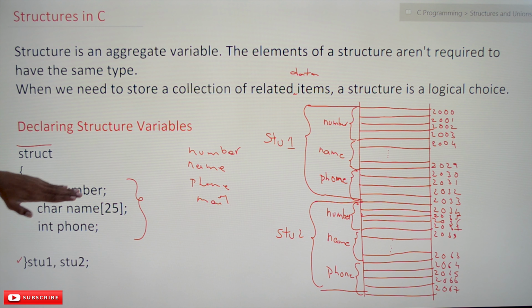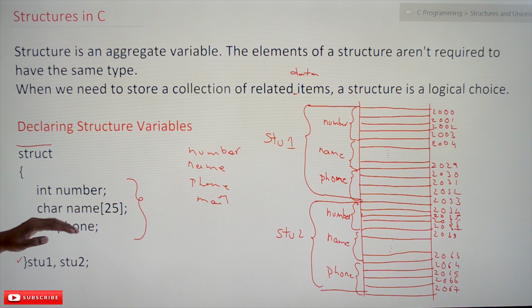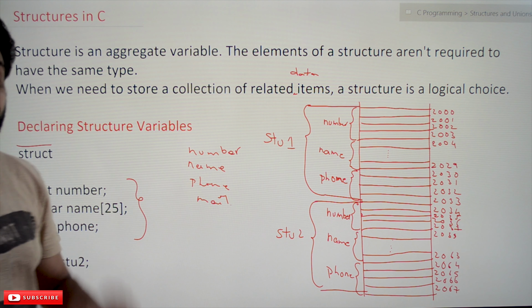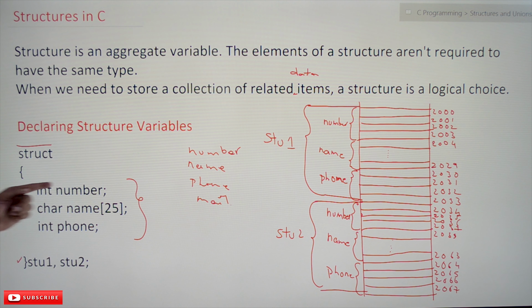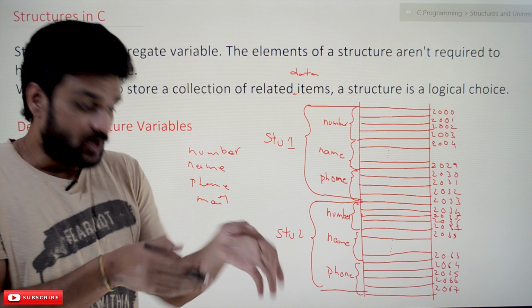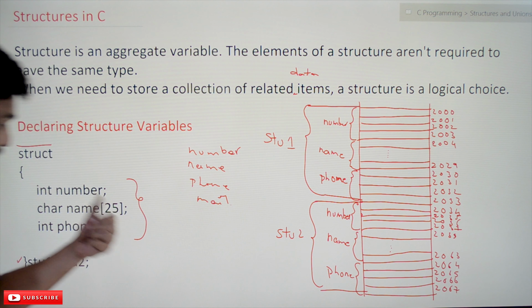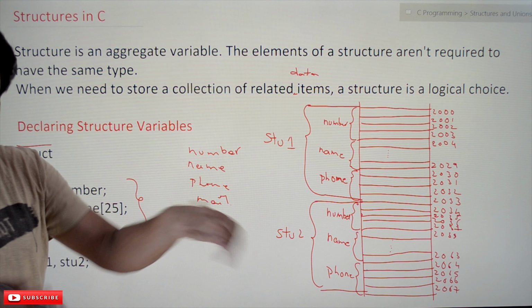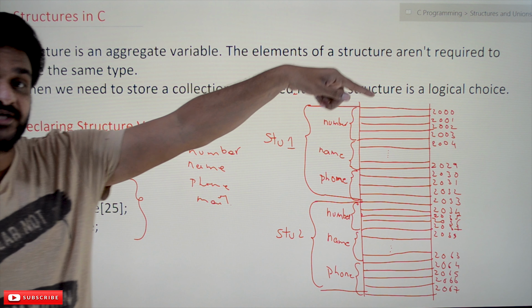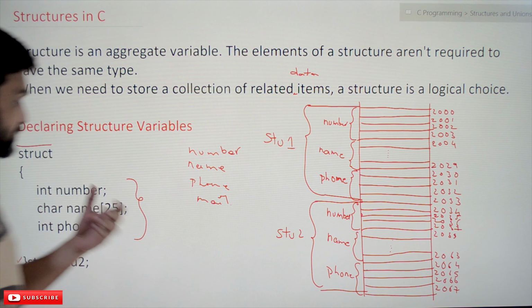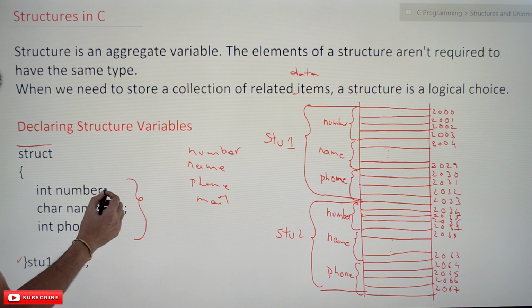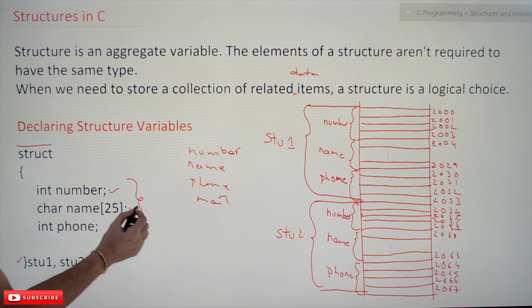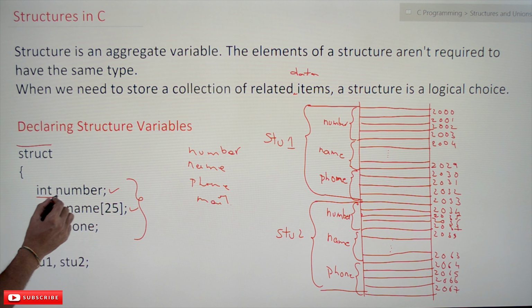So here we have three data items, and each data item is different from another data item. In arrays, we call them elements, whereas here we call them members of a structure. So each member is different from another member in terms of data types. This is an integer data type, this is a char data type, and this is another integer data type.